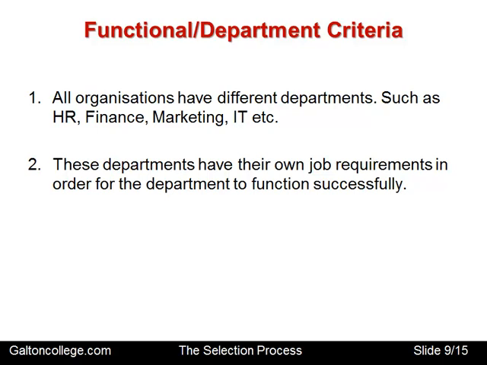Therefore, the person coming in must fit in with this culture and must fit in with the requirements of that department. And the selection process will be looking for individuals that the company thinks will be most suited to fit into that environment and work with them.